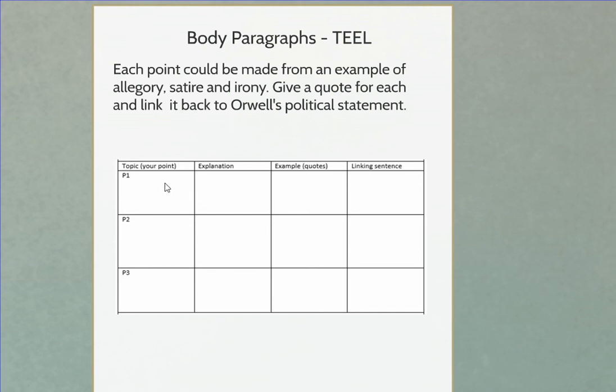So once you become quite adept at this, you'll be able to move it around. You won't have to do point 1, point 2, point 3, point 4 in that order. You might have an explanation, an example and a few explanations, a few examples, but right now just make sure you've got this, and make sure you link it back to the sentence. You do that for each: allegory, satire and irony.